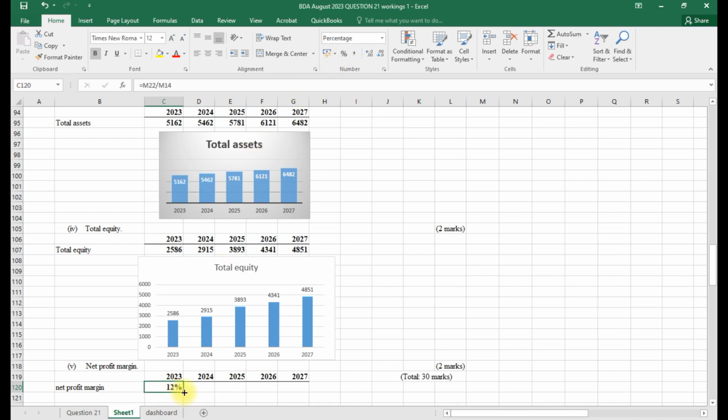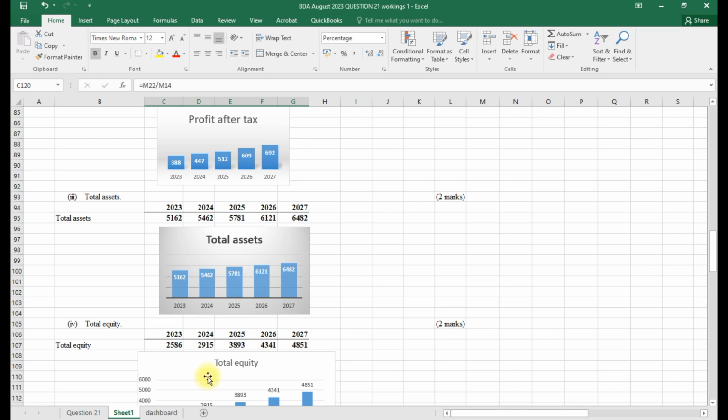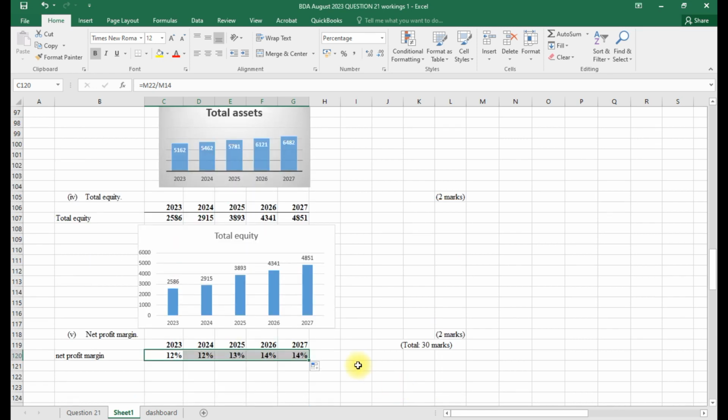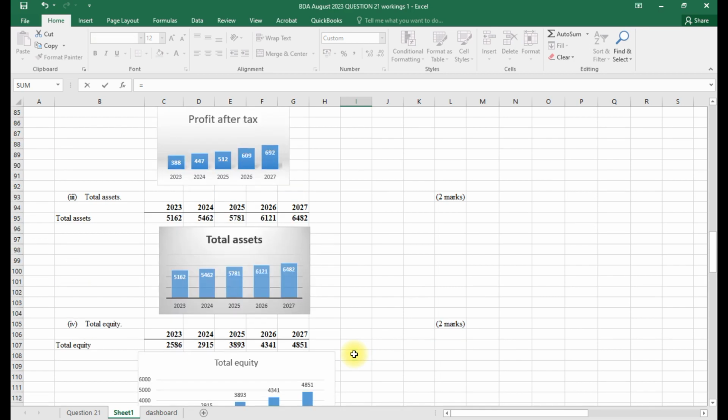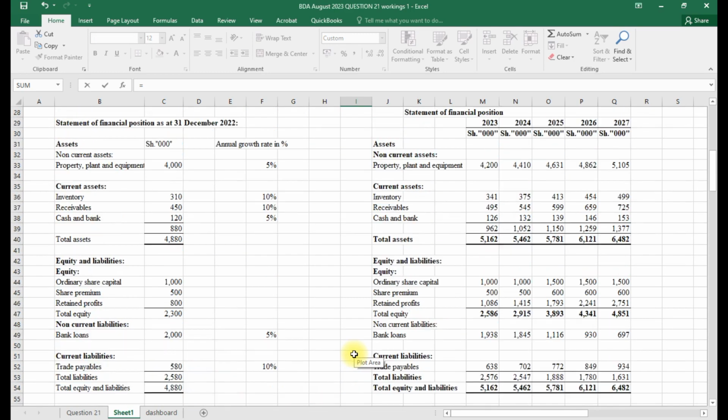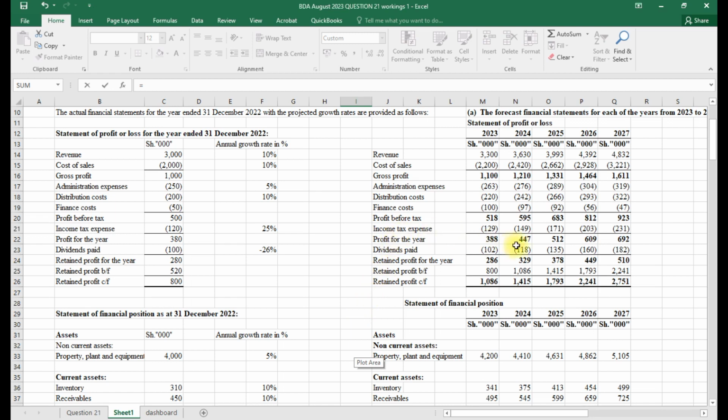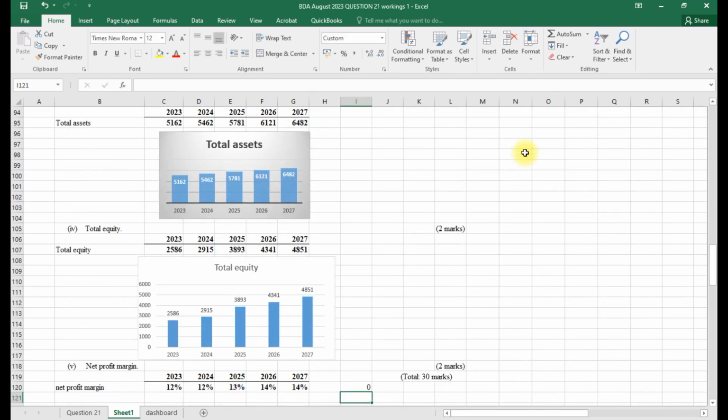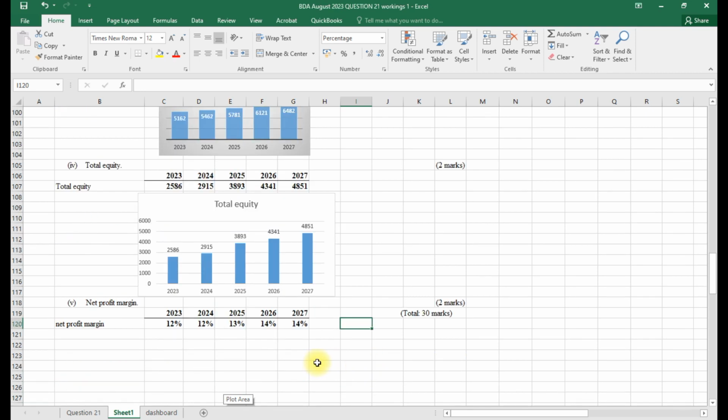And I can drag that across. It cannot be 12 in the second year, is it really 12%? Let me see for the second year whether it is 12. Second year profit for the year is this, and I divide by the revenue of 36 and I change this into percent. It's actually 12, so it's okay. So 12, 13, and the others are 14, the net profit margin.